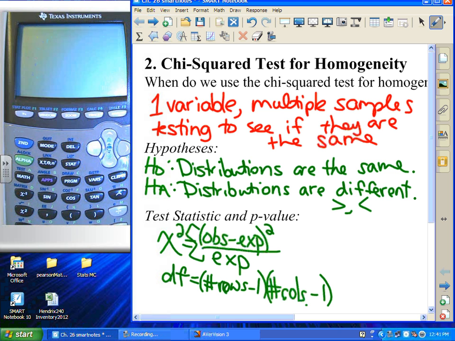Okay, in your calculator, yesterday we did chi-square. It was called goodness of fit test, so GOF. Today we're going to do chi-square test, not GOF, just chi-square test in the calculator. That's what it's called.